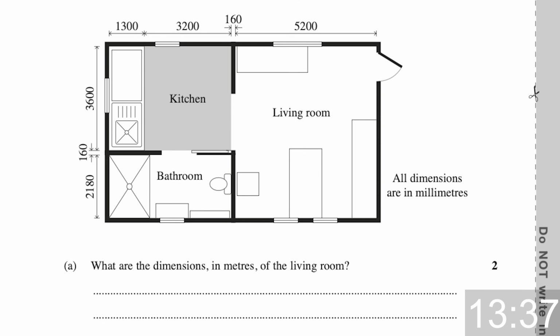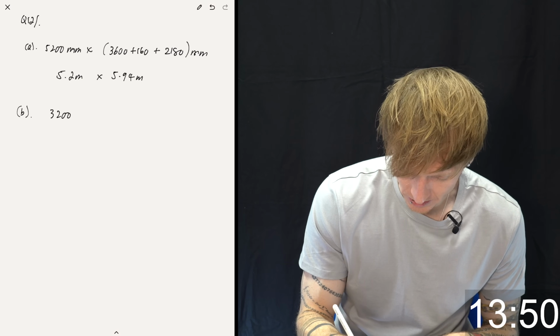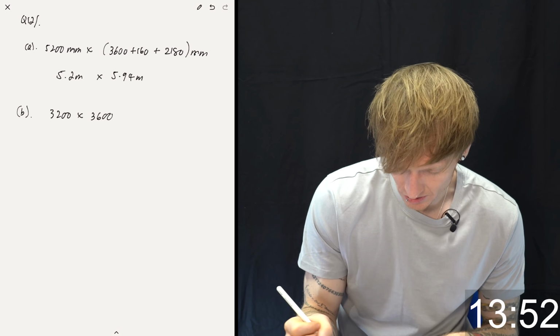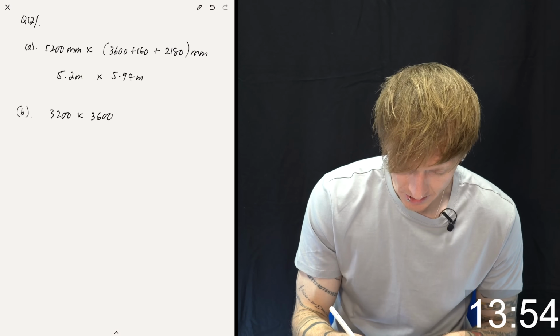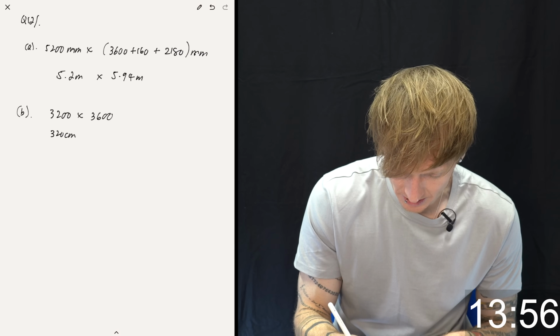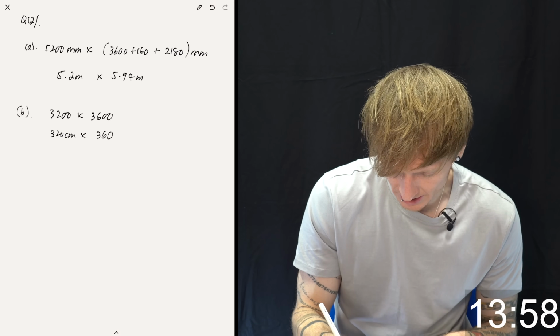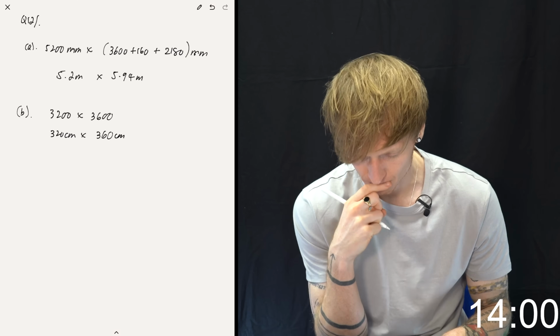So what is the kitchen? It's 3,200 for the top bit, the grey area, not the bit with the counter. 3,200 by 3,600. Yes. And that will be in millimeters. So that's 320 centimeters by 360 centimeters.